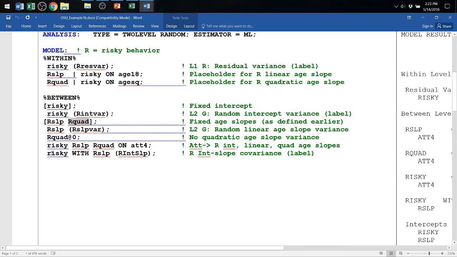Not estimated by default are any covariances among my random effects. So I'm adding that here with, which means a covariance. So risky with r slope is the covariance between the intercept and the slope for risky. And last but not least, an example of another regression. Here is attitudes centered at 4, predicting the intercept, the linear slope, and the quadratic.